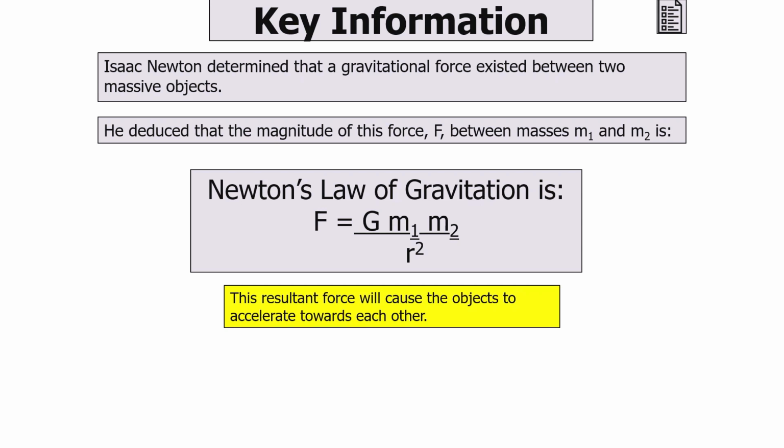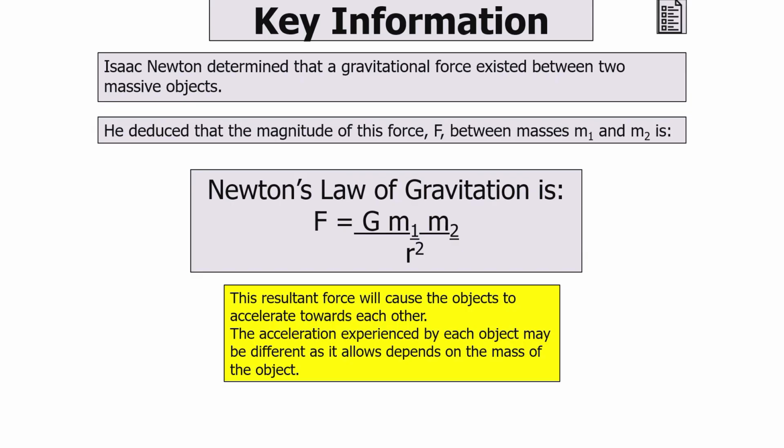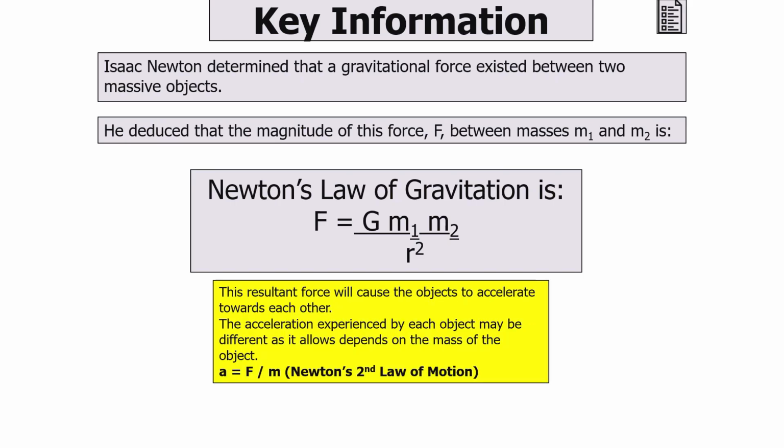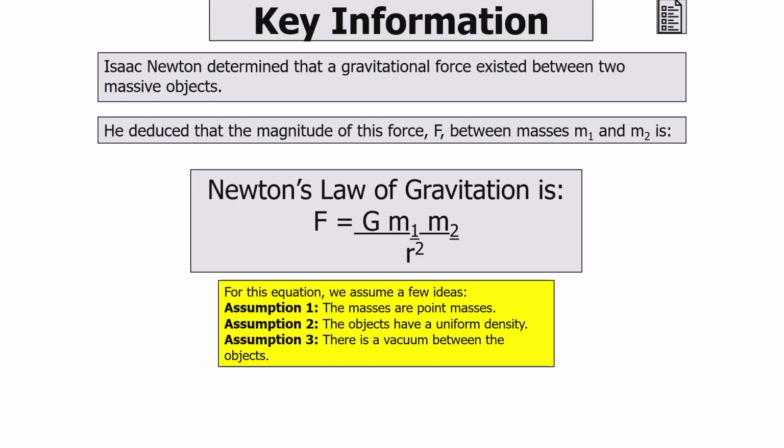Now this resultant force will cause the objects to accelerate towards each other. The acceleration experienced by each object may be different as it depends on the mass of the object. So we know a is equal to F over m, which is Newton's second law of motion. So again, finally, for this equation, we assume a few ideas. Assumption 1 is that the masses are point masses, so the objects have a uniform density and that there's a vacuum between the objects.